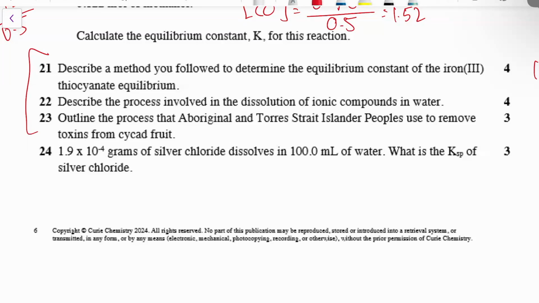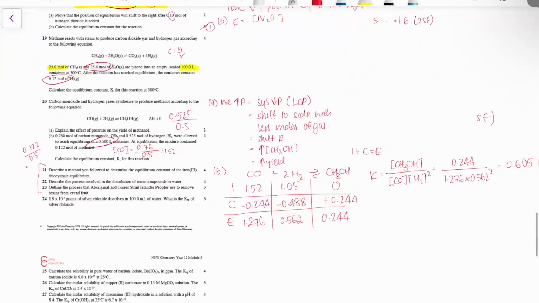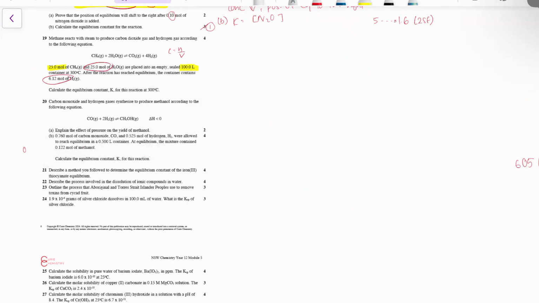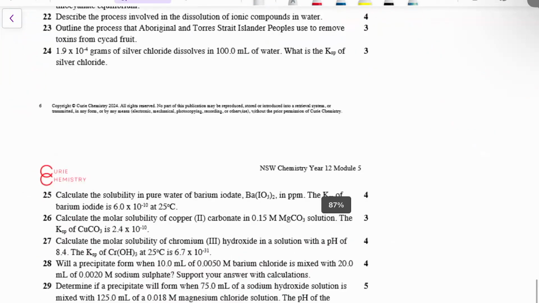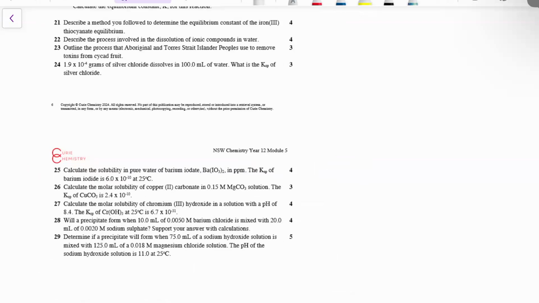Okay, all right, question 24. 1.9 times 10 to the minus 4 grams of silver chloride dissolves in 100 mLs of water. What is the KSP of silver chloride? You are used to subbing molar solubility into KSP. That's what we normally do.